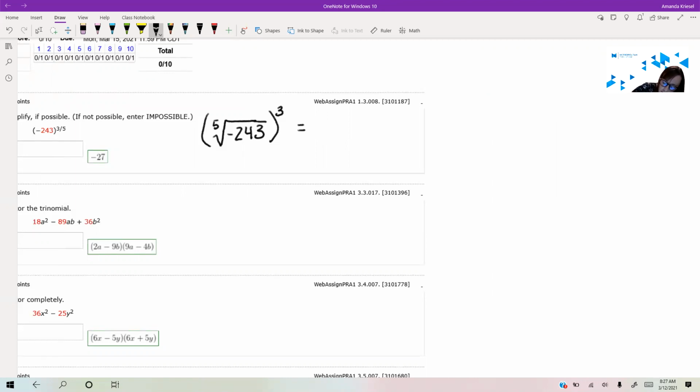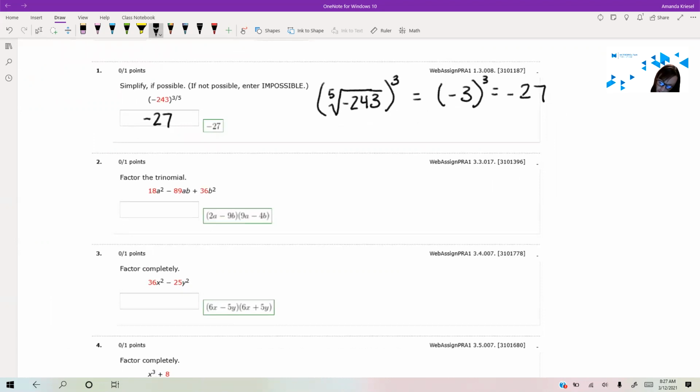But otherwise, when I look at that, the fifth root of negative 243, just really quickly, that's going to be negative 3. So then I have negative 3 to the third, and that gets me negative 27. So then here we have negative 27. And of course, on mine, unfortunately, the answer is already displaying. So for this one, we have problem 18.